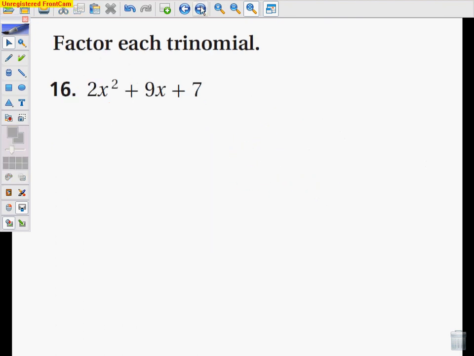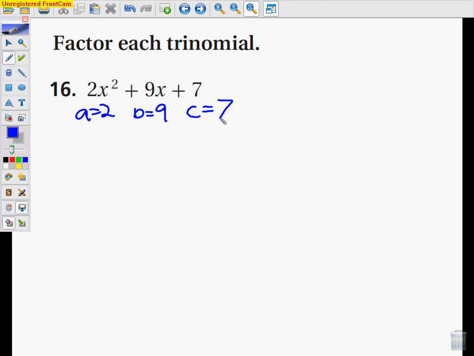Here, factor each trinomial. First thing again, we're going to look and see if we can factor out a GCF out of all of those. There is no common number that comes out. So here, a equals 2, b equals 9, and c equals 7. Now when a is not 1, you can use two different methods. Either you're going to use the guess and check method, or you're going to use the AC method. Because most of my students do the AC method, I'm going to go ahead and do that here.